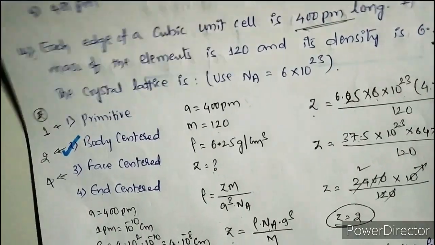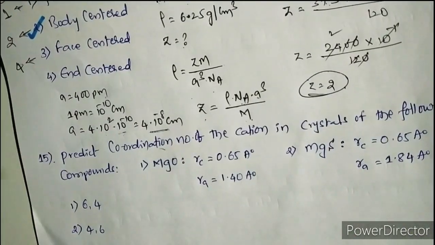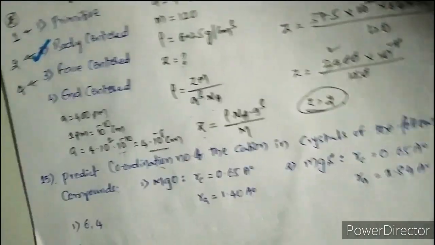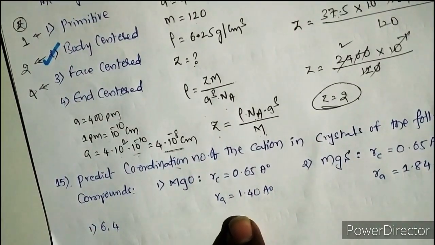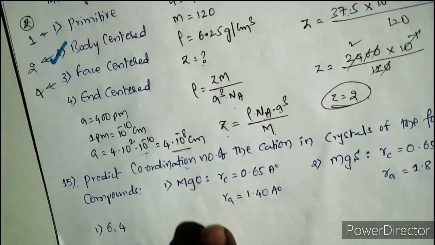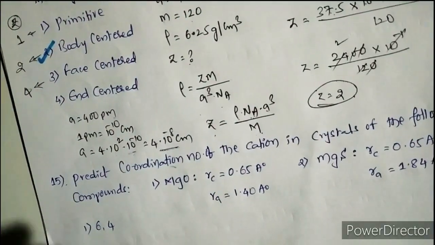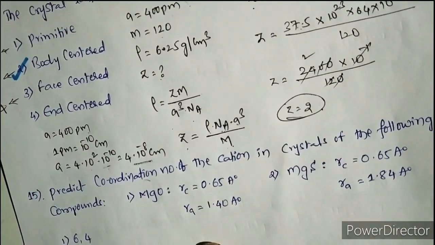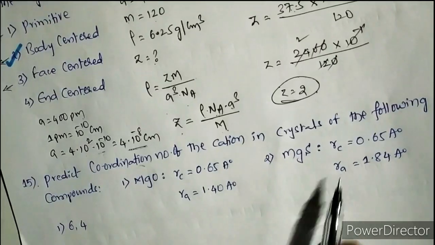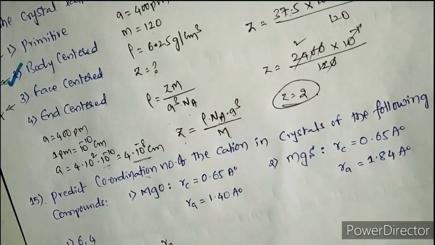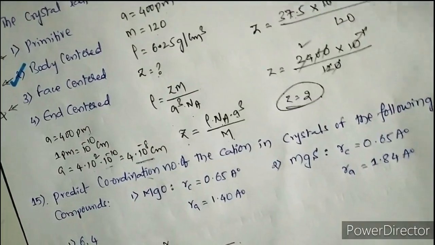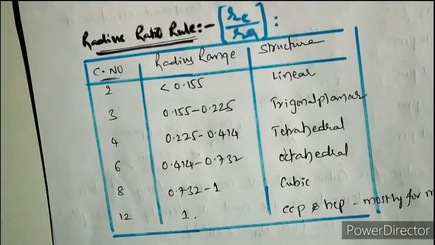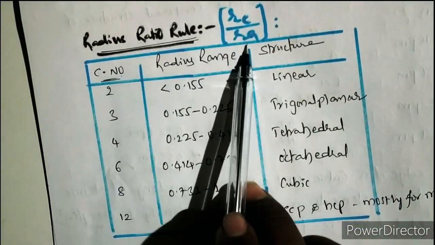Okay. Next one. Predict the coordination number of cation in crystals of the following compounds. In magnesium oxide, the radius of cation is given, and the radius of anion. This question is purely conceptual, based on the radius ratio rule. Cation radius is given, anion radius is given. If you do radius of cation by radius of anion, you will get some value. If that value falls in a range, look at this concept. This is the radius ratio rule, radius of cation by radius of anion.